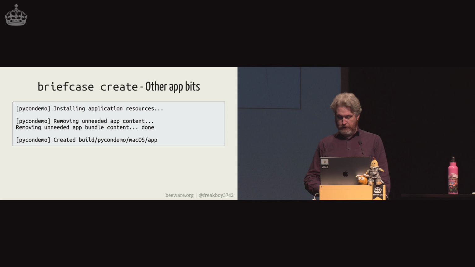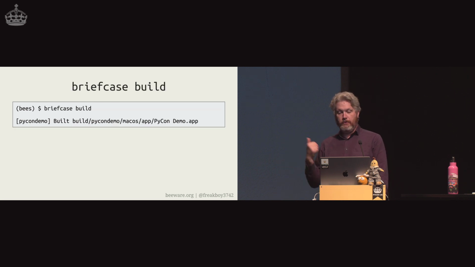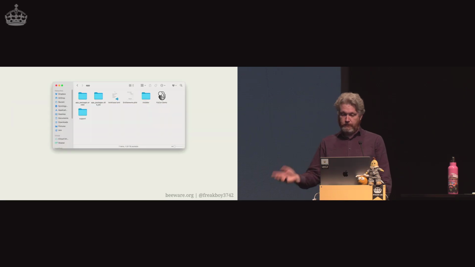The next step is to build the app with Briefcase build. What happens in this step varies from platform to platform. On macOS, it needs to sign the application binary. On Windows, it needs to write some app metadata. On Linux, it actually needs to compile the stub app. And at this point, there'll be a subfolder of the build folder that will contain an application along with any files created as part of the build process.